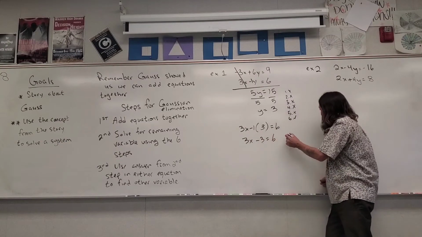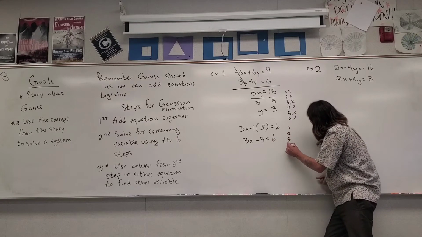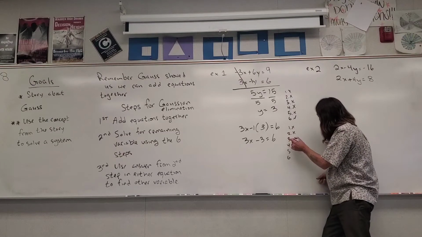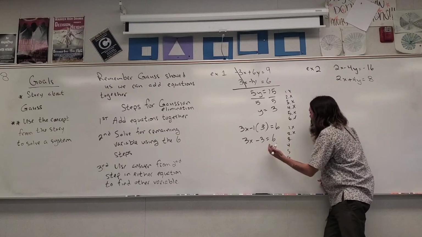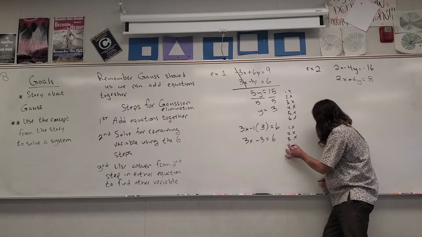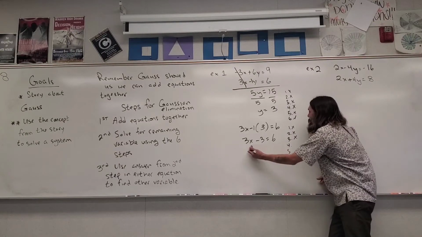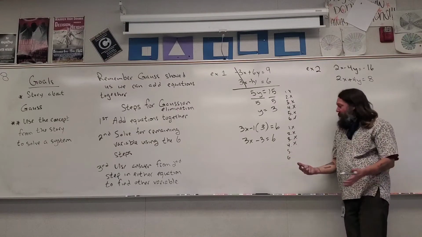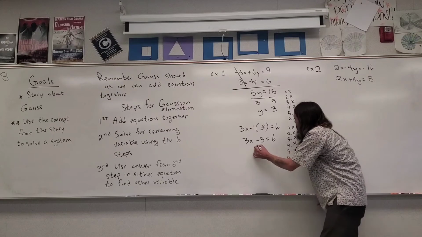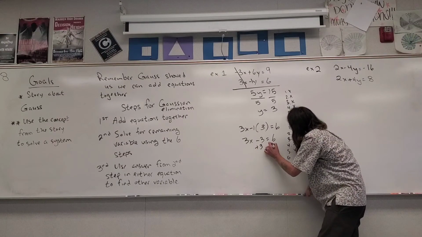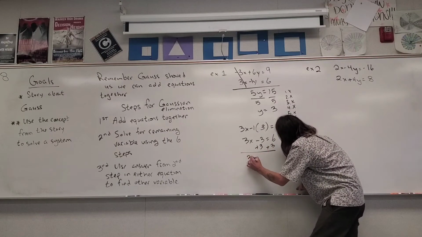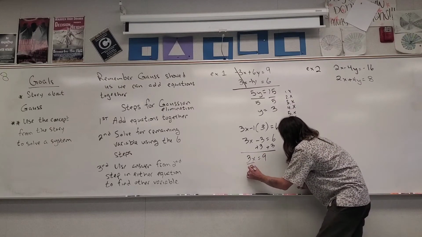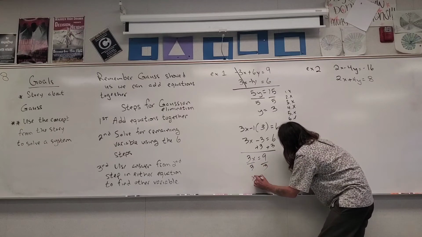And again, I have my 6 steps to solve, right? 1, 2, 3, 4, 5, and 6. Can I eliminate fractions? No. Can I distribute? No. Can I combine like terms on either side of the equal sign? No. Can I get all variables to one side? No, they're already on one side. Can I add or subtract away a number? Yes, I can. I can add a 3 to both sides. So here I get 3x is equal to 9, and I'm going to do my last step, which is to divide out the 3, and I get x is equal to 3.